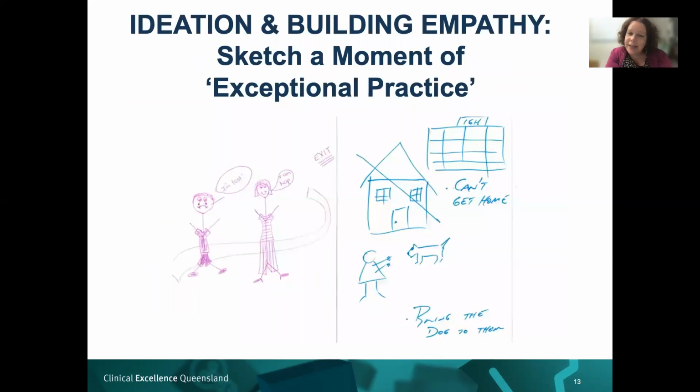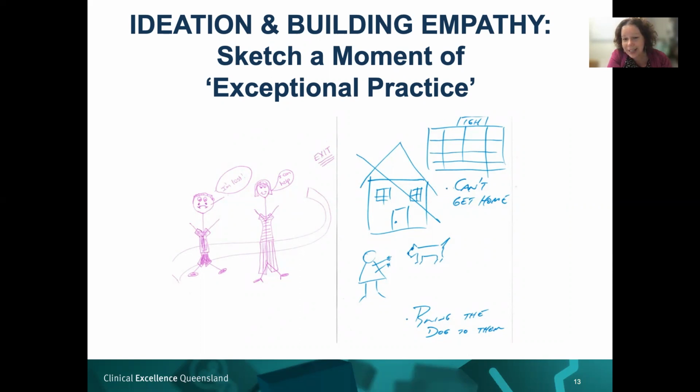But we started, and this is a good example of how you can encourage creativity. We started the event by asking people to sketch a moment of exceptional practice, a moment they felt that they went beyond their normal clinical role.